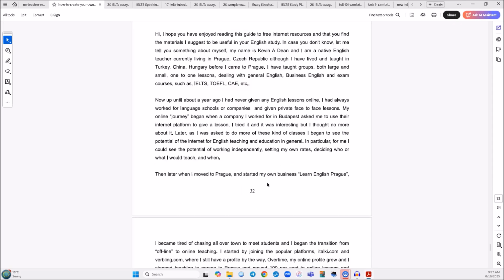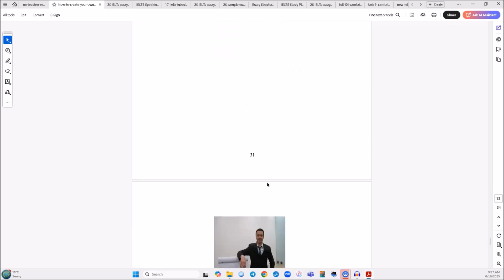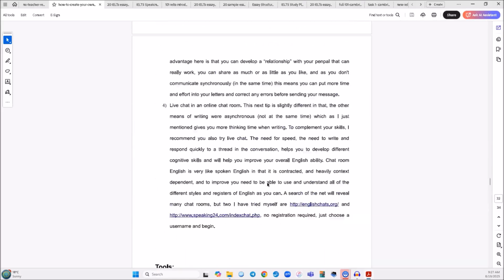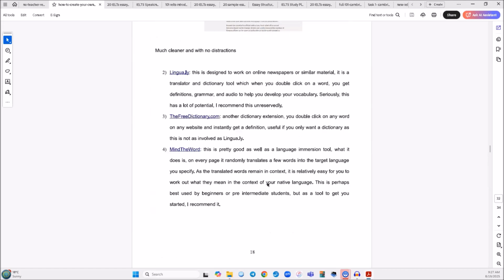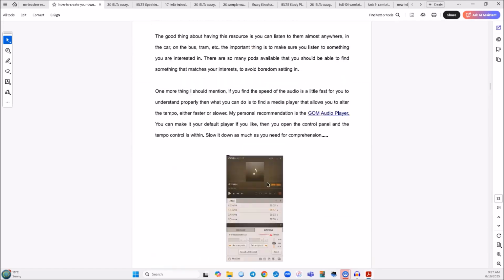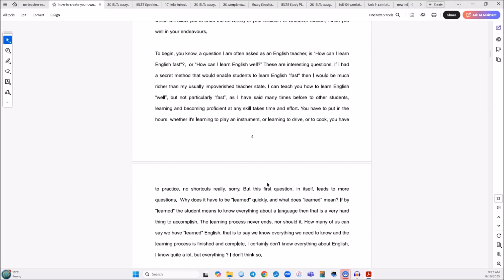But anyway, still. So this is an interesting book, right? This is an interesting book. It's got lots of stuff in, lots of links, lots of ideas, free internet resources. If you can't afford a teacher, you don't want one, you want to study yourself, etc.